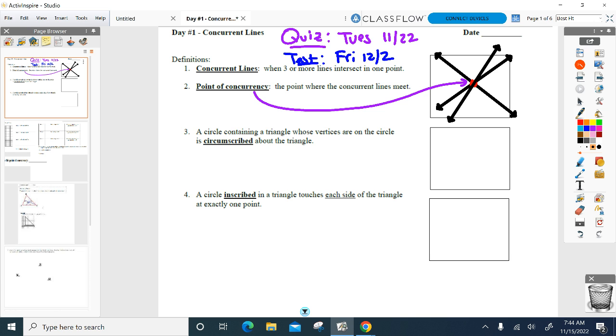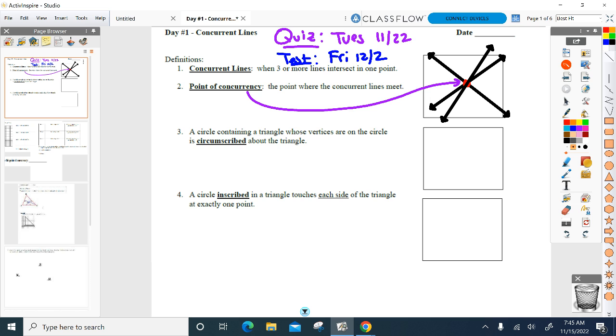All right, next box. Here's what I want you to do. I want you to draw a triangle for me right now. A triangle. Inside that box, draw a triangle for me.